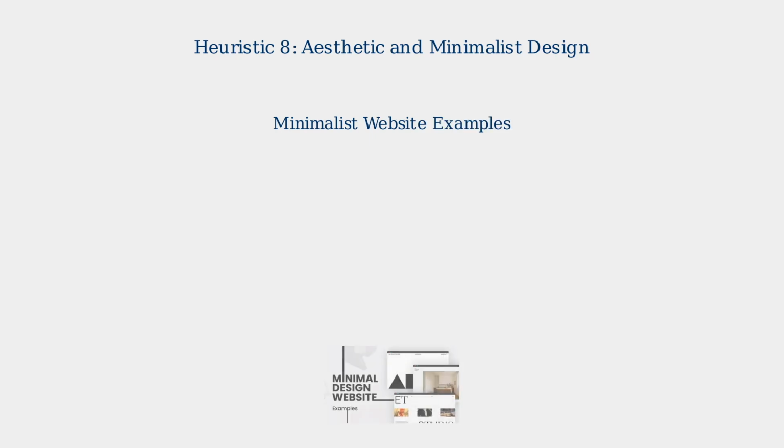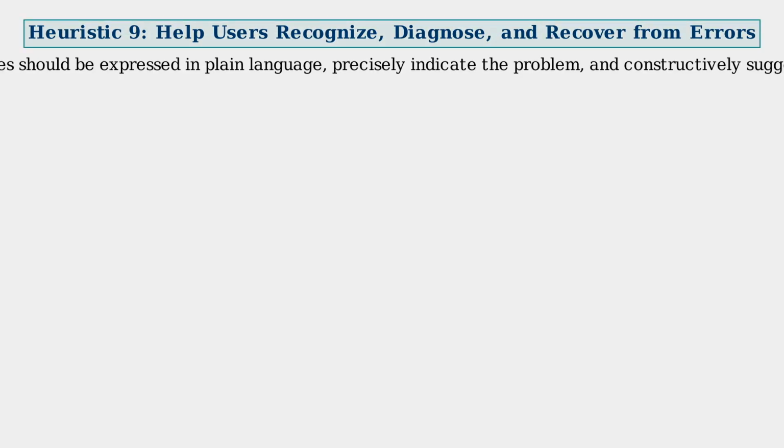Minimalist website designs, like these examples, prioritize essential elements for better user focus. By removing unnecessary elements, aesthetic and minimalist design enhances user experience and reduces distractions. Heuristic 9 focuses on helping users recognize, diagnose, and recover from errors. Error messages should be clear, helpful, and actionable.